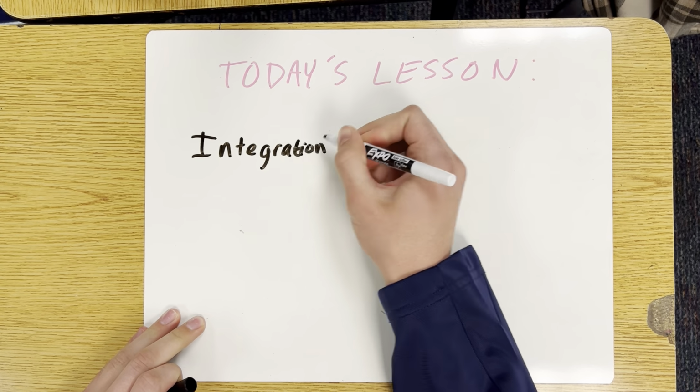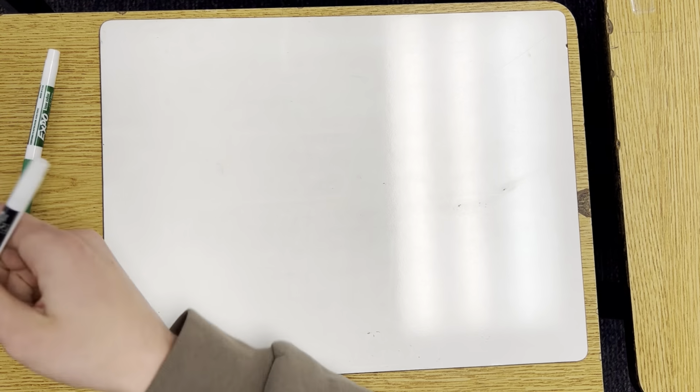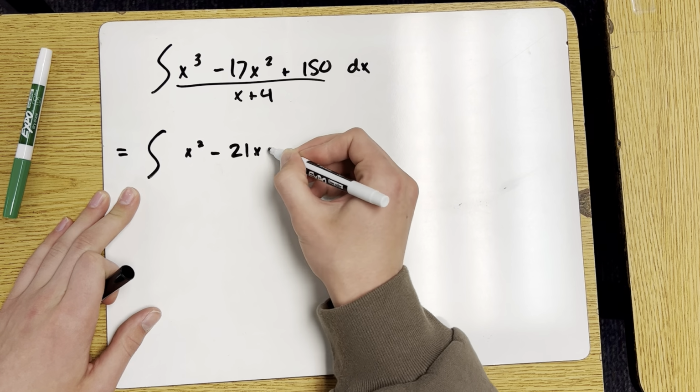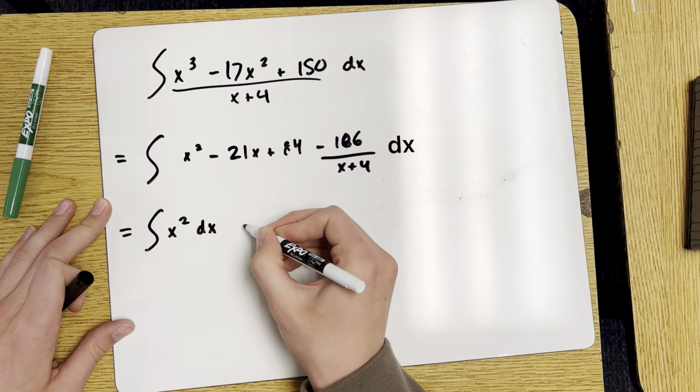x goes into x^3 x^2 times. x + 4 times x^2 is x^3 + 4x^2. We subtract that, bring down a term, and repeat the process until we're left with a final answer. In this case, our final answer is x^2 - 21x + 84 with the remainder of negative 186 over x + 4. Now that we've done long division, our original function can be rewritten as a new function that is equivalent but is able to be integrated easily. We'll be using the power rule of integration and the ln rule of integration.